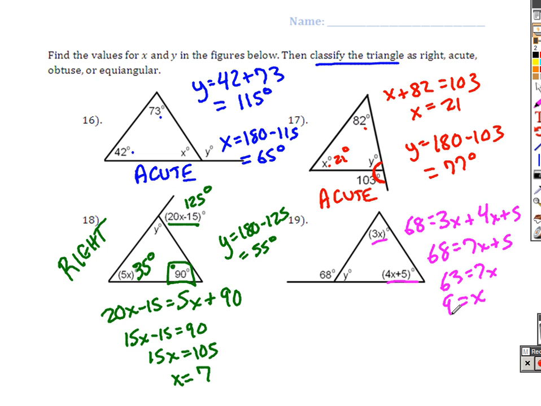I need to plug back in. Well, when I plug back in, I would get 27 up top. I should get 36 plus 5 is 41 degrees down here. And to find out this last one, well, 68 plus what gives me 180? You're going to get, again, 180 minus 68, so I should get 112 degrees for y. And that's why this is an obtuse triangle here.